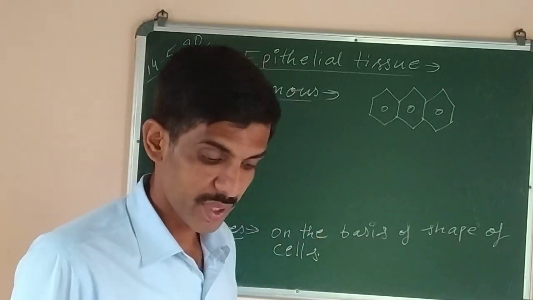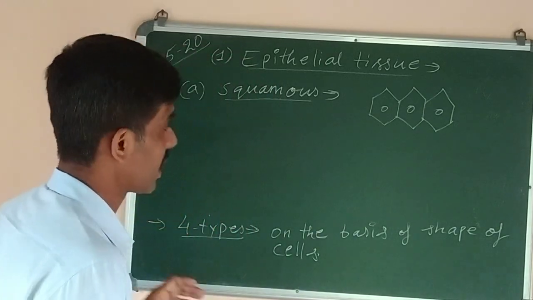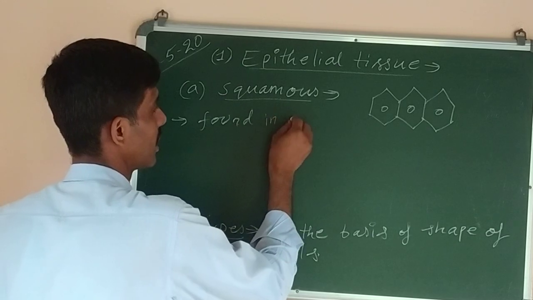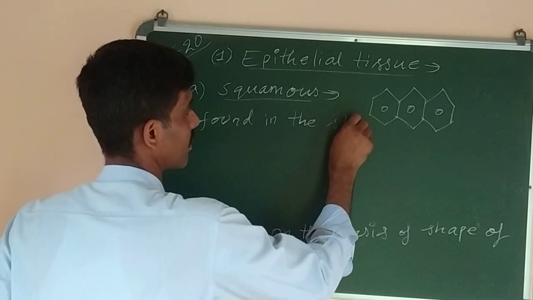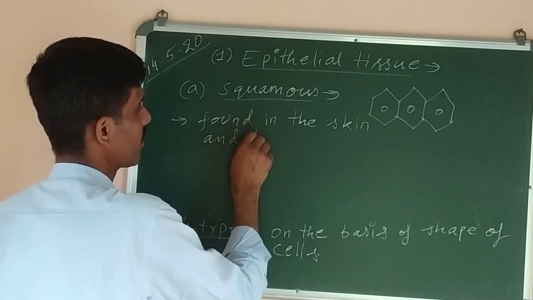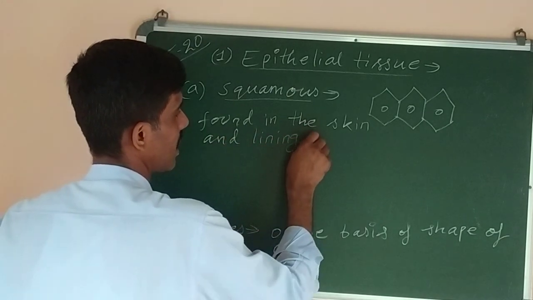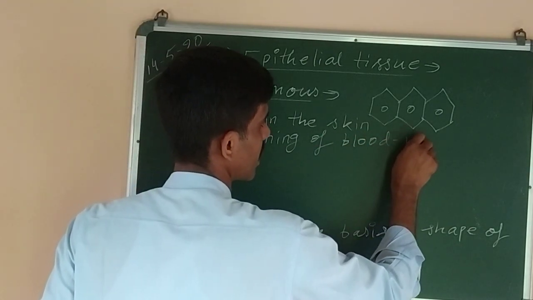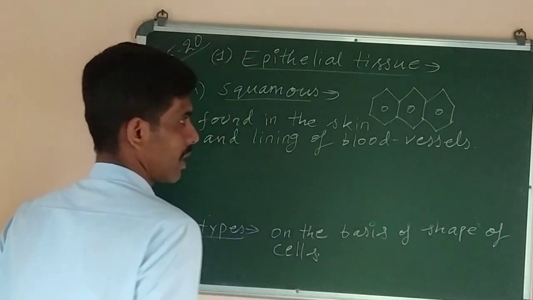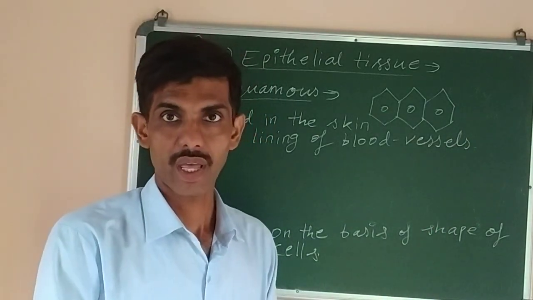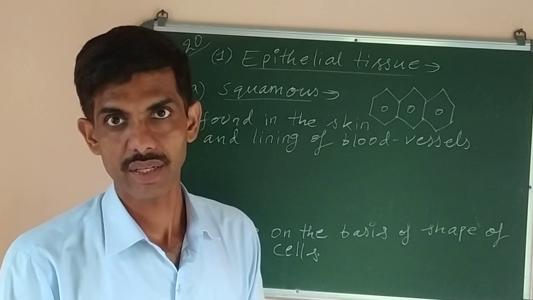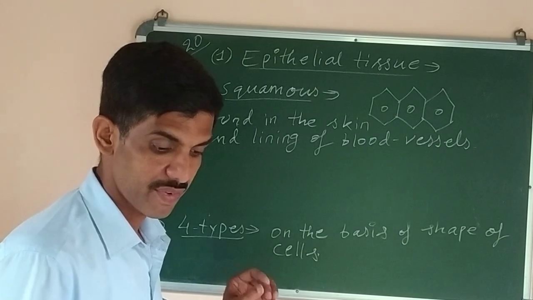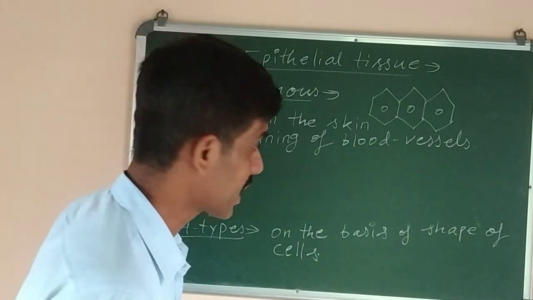Okay, so squamous epithelial tissue is found in the skin and the lining of blood vessels. Where is it found? Found in the skin and the lining of blood vessels. Lining means the internal cavity of blood vessels like arteries, veins and capillaries. And since it is dead and present in the outermost layer of the skin, it provides protection. So the main function is, it consists of thin flat cells and forms a protective layer.